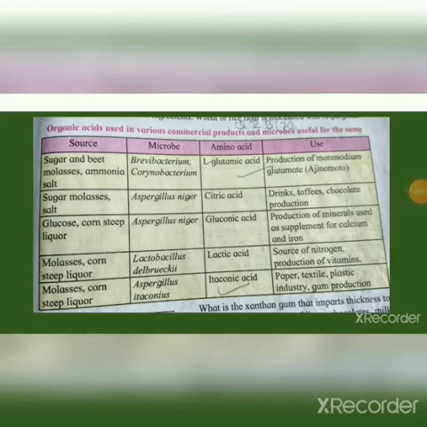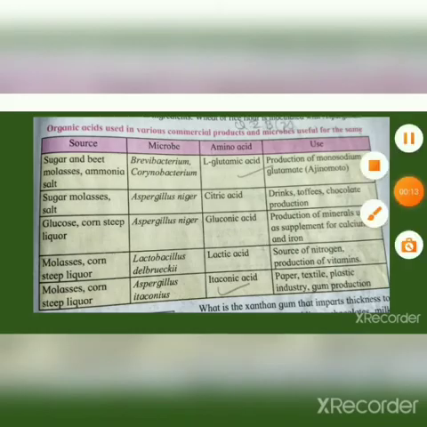Molasses, corn steep liquor, Aspergillus itaconicus, itaconic acid, used in paper, textile, plastic industry, gum production.